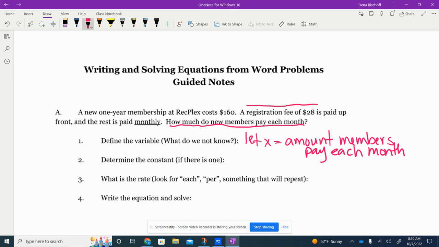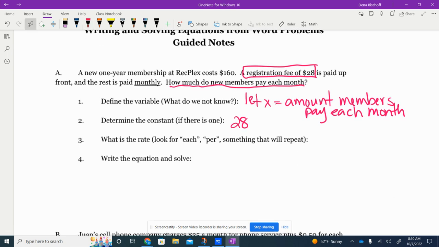Do you see it? The $28. And then it says, what is the rate? Look for each or per. Well, we really don't have a rate in this one. We're trying to find it. But we are looking at something that's paid per month, and we are talking about 1 year. So how many months are in a year? So we could say our rate is 12.